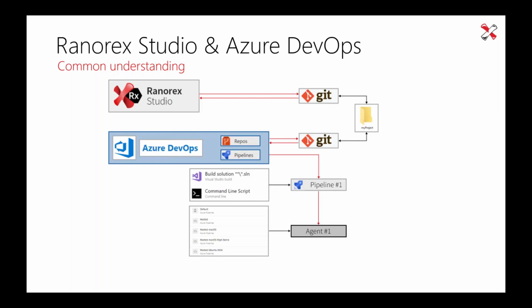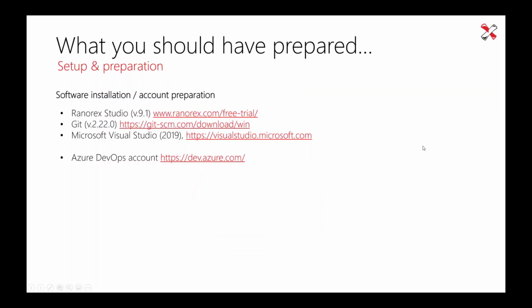So let me see. Yeah, the final slide is what you should have prepared, or what I have prepared to show you. Of course, I have installed Ranorex Studio in its current version 9.1. I have installed Git and some version of Microsoft Visual Studio. I have 2019, but it doesn't matter if you have 2017 or a previous version. And of course, you need to have an Azure DevOps account, which can be retrieved at dev.azure.com. So this is what I have installed.